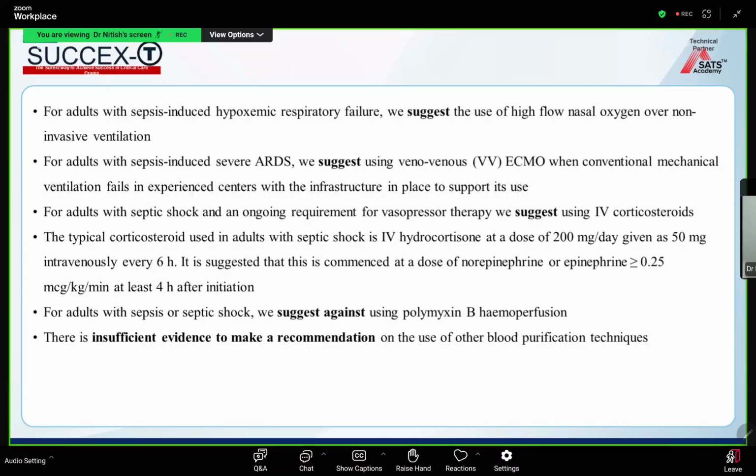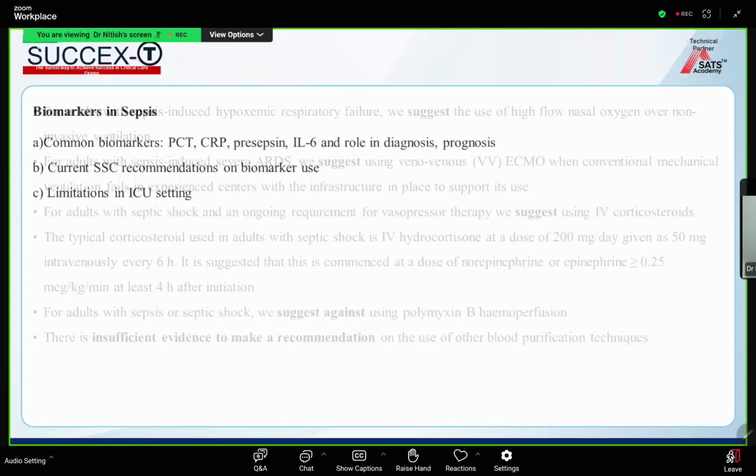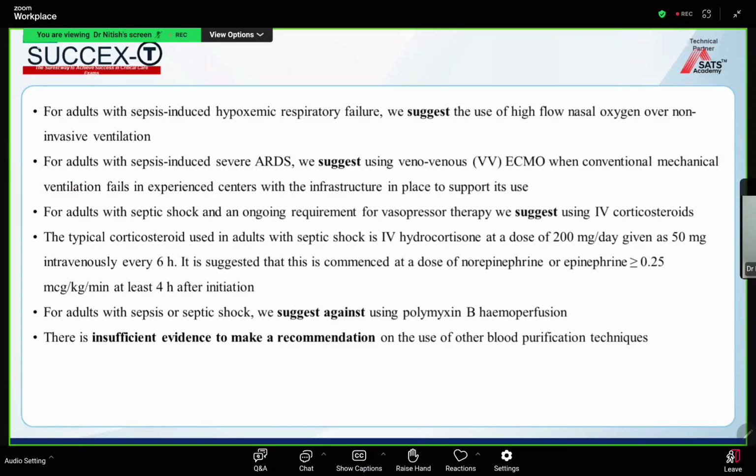There is a strong recommendation for not using polymyxin B, and there is insufficient evidence to make a recommendation for other purification techniques. So these are the recommendations from the sepsis bundle.